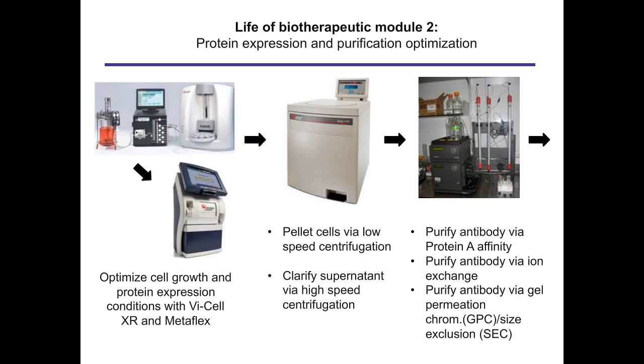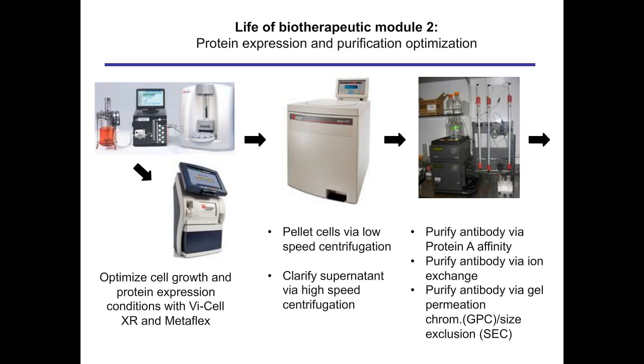Again, the Metaflex will measure glucose and several other metabolites that will give you an indication of the metabolic state and the health of the cells during the process and help you to optimize particular conditions that will give maximal protein expression. So cells are typically pelleted via low-speed centrifugation and then clarified, or the supernatants clarified with high-speed centrifugation.